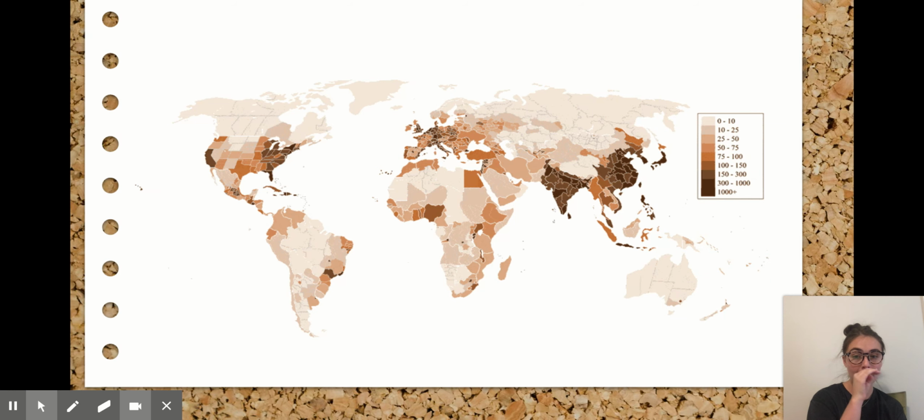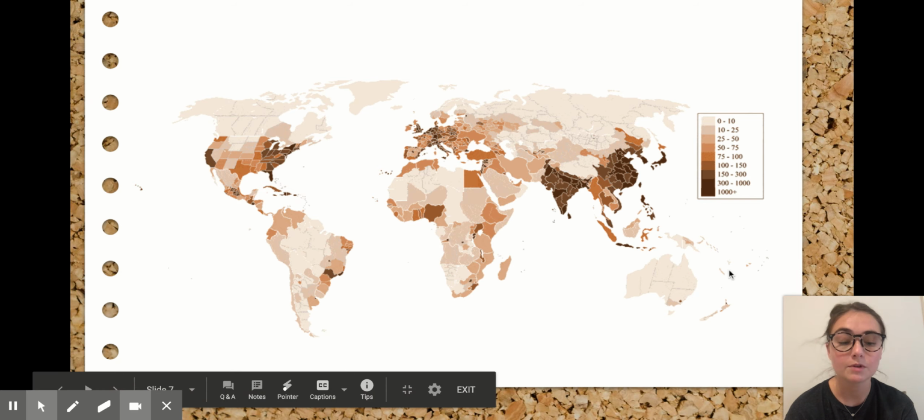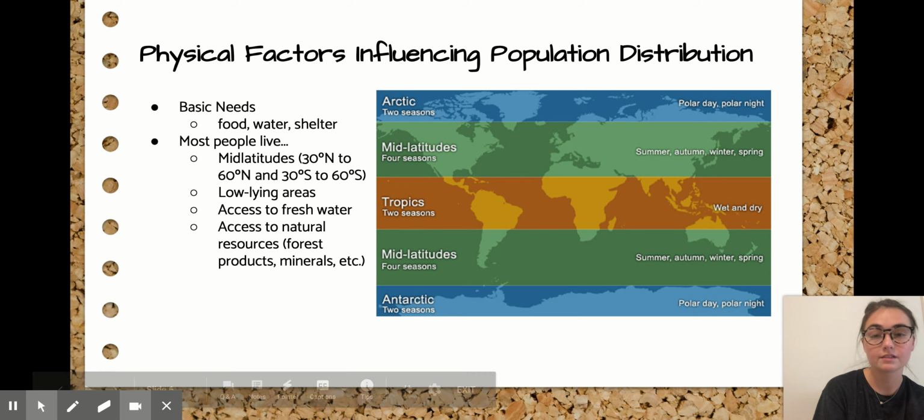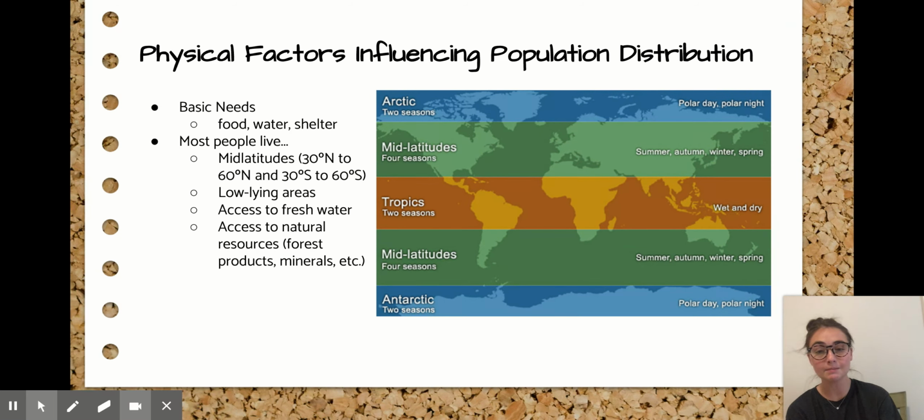And so here's a map of world population. And so you can kind of tell here is the first section of mid-latitudes, and then the second one is down here. So you can kind of see how that matches up. Now, this does not mean that nobody lives here, but it just says that most people in the world live in the mid-latitude sections of the globe.